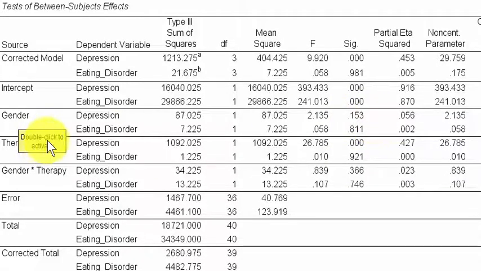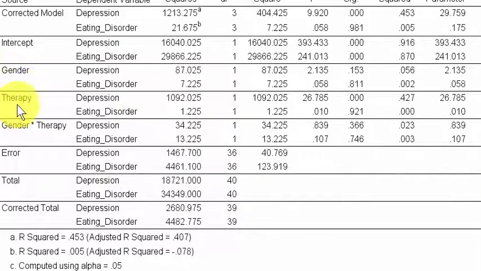Hold on a second. So now we're looking at therapy. Was there a significant difference in the therapy types in depression scores? Yes, there was. Okay? So the different therapies showed a difference in depression score, but again, not in the eating disorder score. And then here's the interaction term, the one with the little asterisk. Between gender and therapy, this shows there's no significant interaction in depression or in eating disorder.